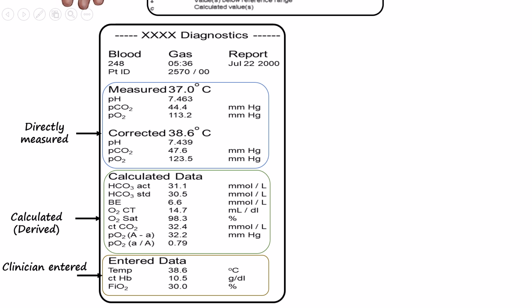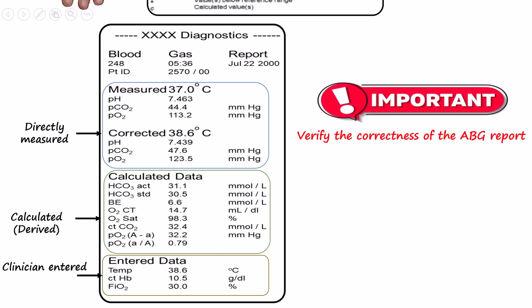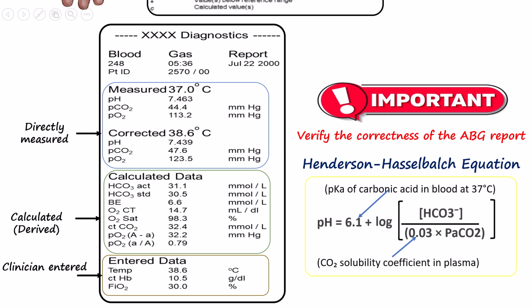An ABG reports pH, PaCO2, bicarbonate, PaO2, oxygen saturation, and a lot of other parameters that are either directly measured or calculated. So, before beginning interpretation, it is essential to verify the internal consistency of the ABG values to rule out sampling errors. This is checked using the Henderson-Hasselbalch equation, which mathematically relates pH, bicarbonate, and PaCO2 as follows. The measured pH from a blood gas test should closely match the calculated pH from the Henderson-Hasselbalch equation if the values of PaCO2 and bicarbonate are correct.